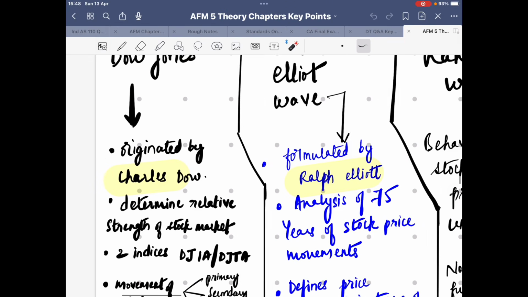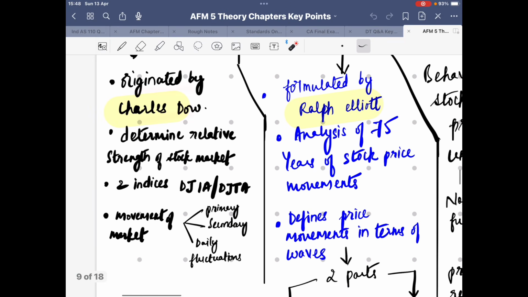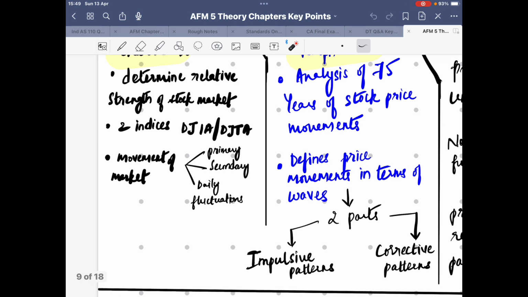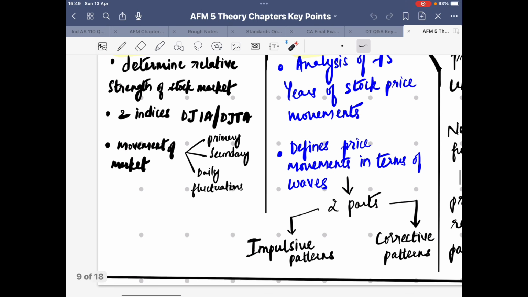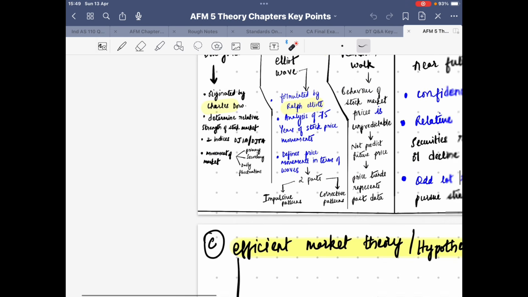Coming to Dow Jones theory, originated by Charles Dow, to determine relative strength of stock market, 2 indices DJIA and DJTA, movement of market: primary, secondary or daily fluctuations.